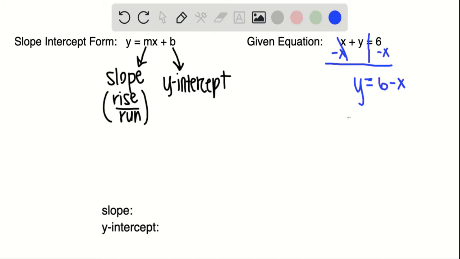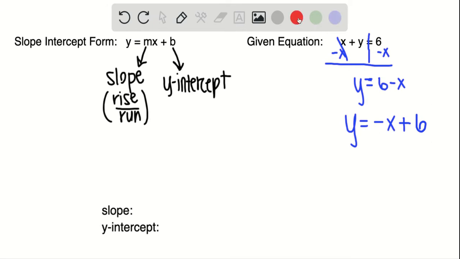So what I'm going to do is rewrite this as y is equal to minus x. Because the x has a minus sign in front of it, I need to keep that with it. And then the 6 did not have a minus sign, so that is automatically assumed to be positive. So my answer in slope-intercept form will be y is equal to negative x plus 6.